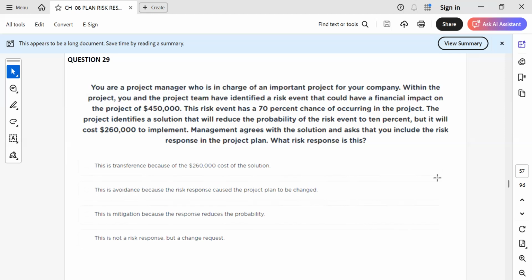By implementing the risk response plan, the probability is reduced from 70%, right, sir? So he is trying to mitigate. The probability is reducing, that is mitigation. That's right. This is transference? No, this is mitigation, I believe.